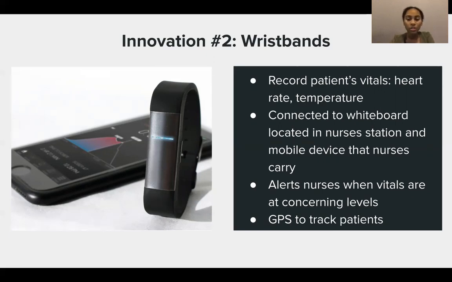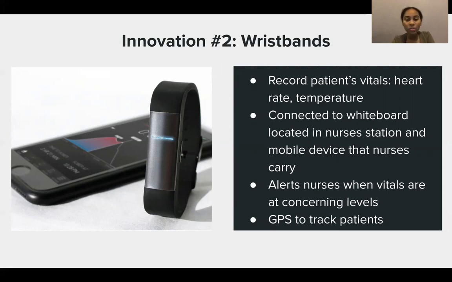Additionally, if the vitals reach a concerning level, nurses will be alerted via their mobile devices and will be able to tend to the patients who need immediate care. The wristbands are beneficial because they help with the triage process in providing specific data that allows the staff to more accurately prioritize which patients require help first.